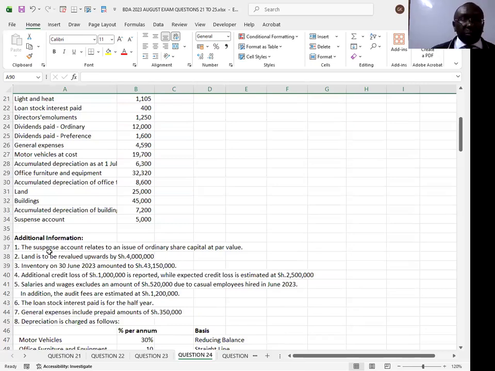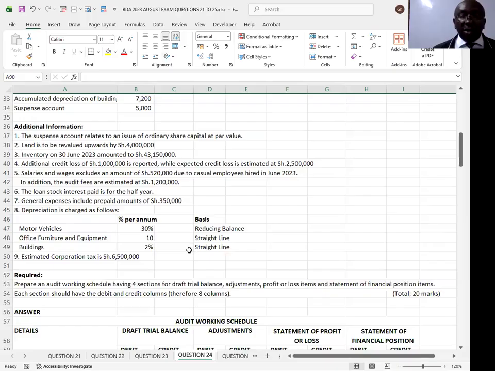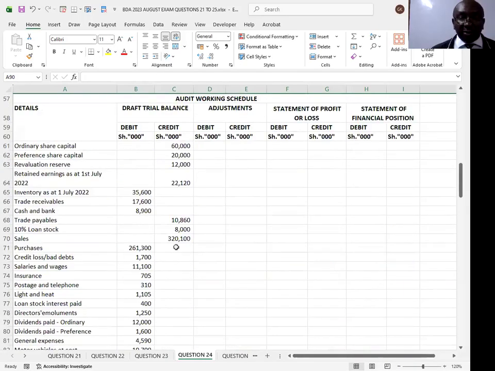So the suspense account relates to an issue of ordinary share capital at par. Now that suspense account, it was share capital that was issued but was not recorded. So what we do, we will then close this suspense account.